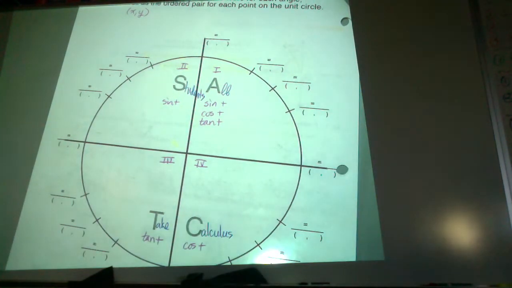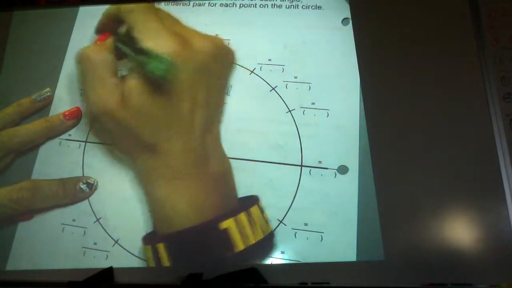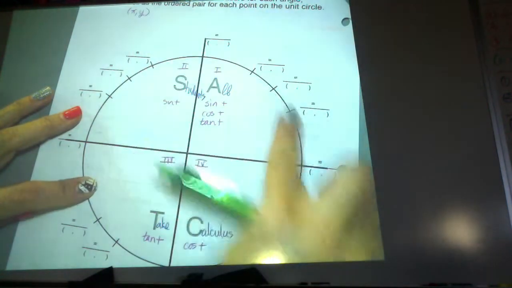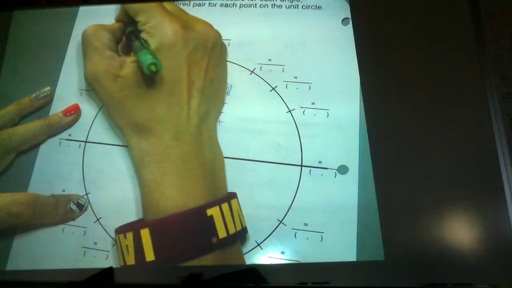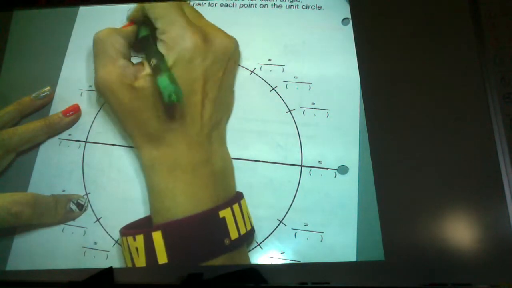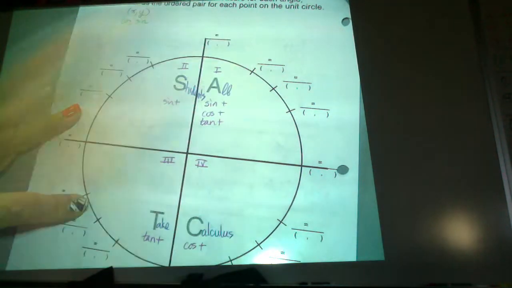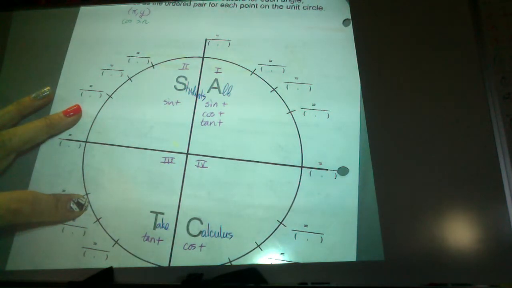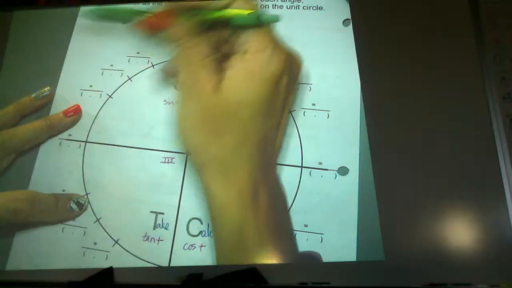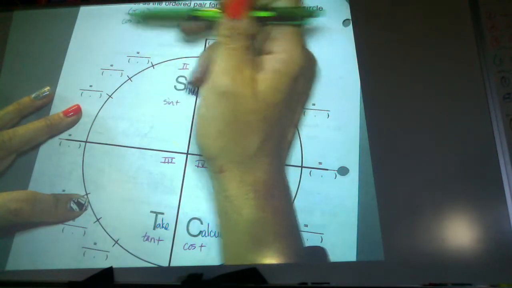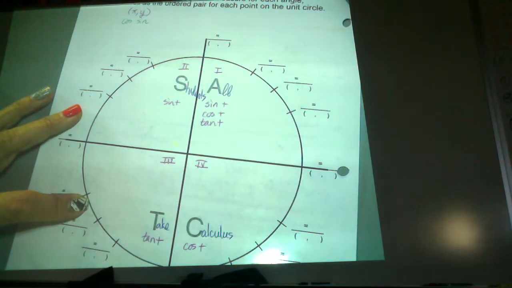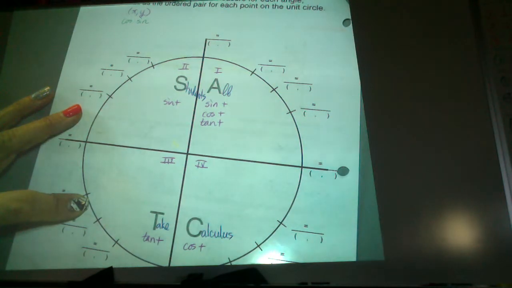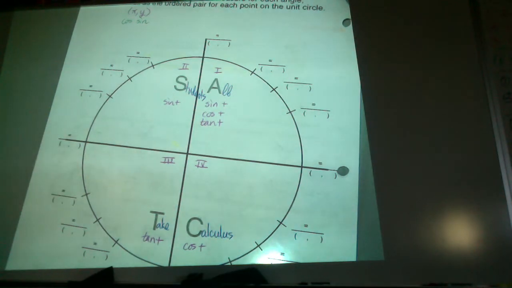All right. So every ordered pair on this circle, the x is your cosine and the y is your sine. Always. And it goes alphabetical. X comes before y alphabetically. Cosine comes before sine alphabetically. So whatever the x value of the ordered pair is, that's going to be the cosine of that angle measure, and the y value of the ordered pair is going to be your sine.